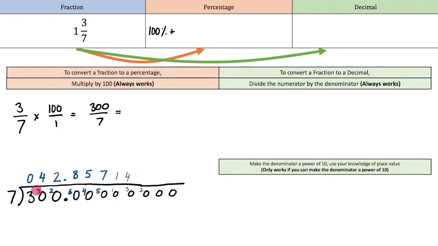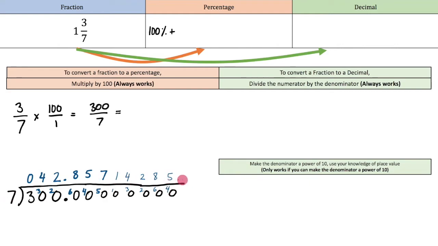How many times does 7 go into 20? 7 goes into 20 twice with 6 left over. How many times does 7 go into 60? That goes in 8 times because 7 8s are 56 with 4 left over. How many times does 7 go into 40? 7 goes into 40 5 times.